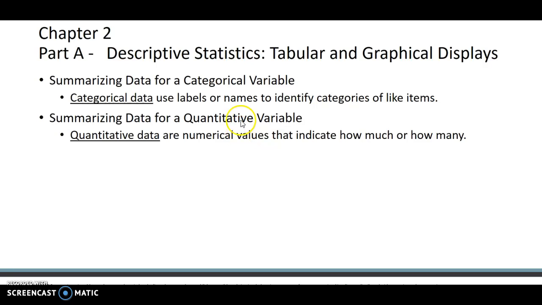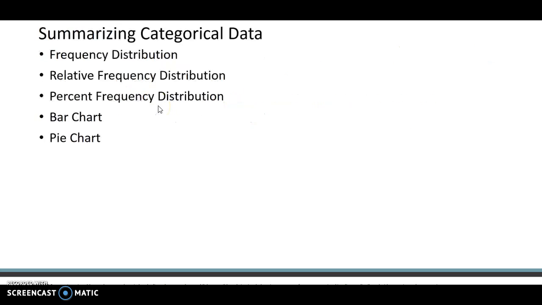We'll be using this for categorical variables, such as eye color, rankings, ordinal data, right? Remember that, nominal and ordinal data. And we'll be using them to summarize quantitative data using a quantitative variable. Quantitative variables or data are numerical values that indicate how much or how many. Categorical data are labels or names used to identify categories of like items. So you'll remember that from chapter 1.